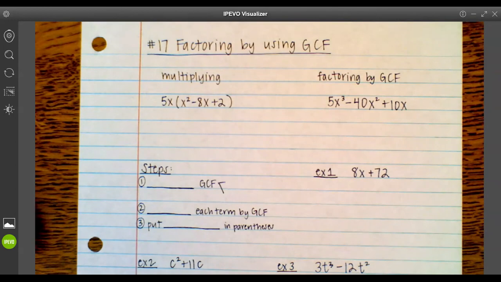Welcome back, everyone. Today we are going to learn about factoring by using GCF. So what's the difference between factoring and just finding the GCF?